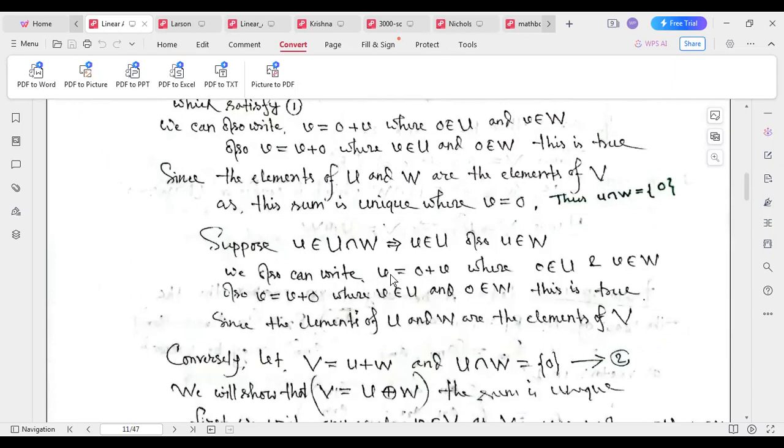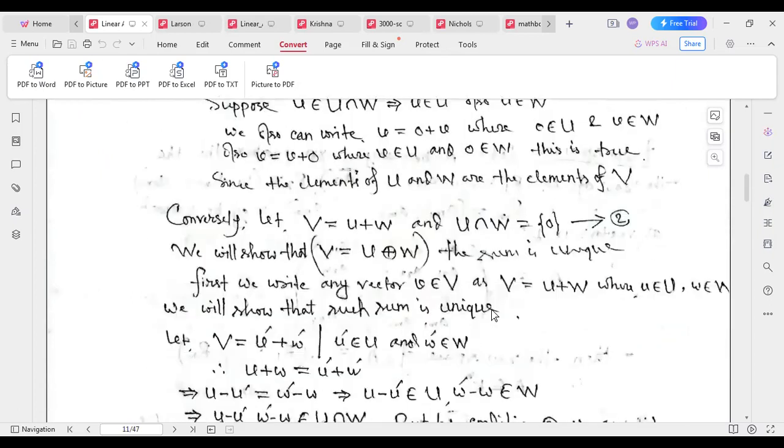We can also write that b equals 0 plus b, where 0 belongs to U and b belongs to W, and b equals b plus 0, where b belongs to U and 0 belongs to W. This is also true, since the elements of U and W are the elements of V. Conversely, let V equals U plus W and U intersection W is the set {0}.